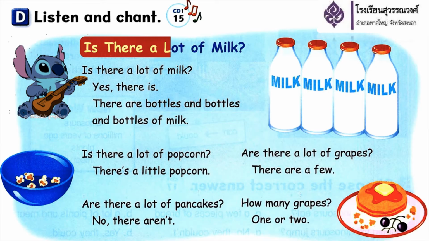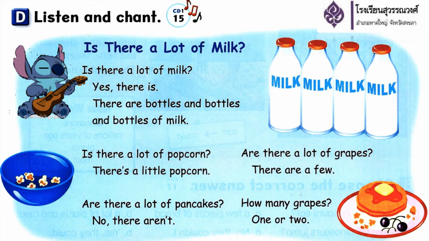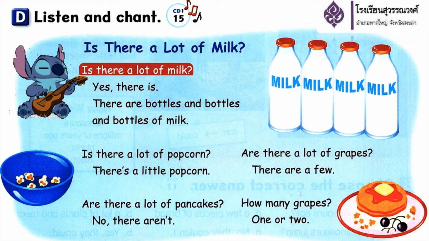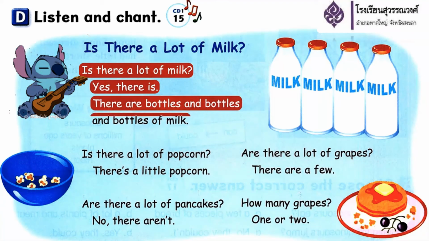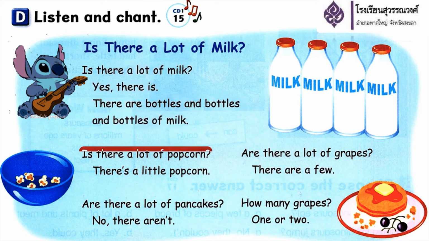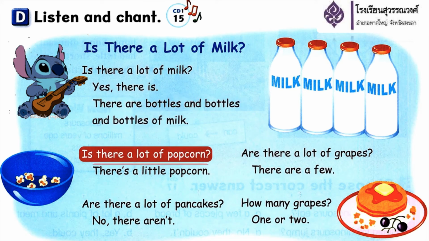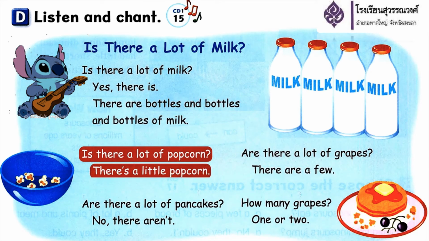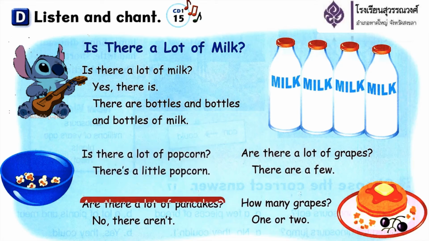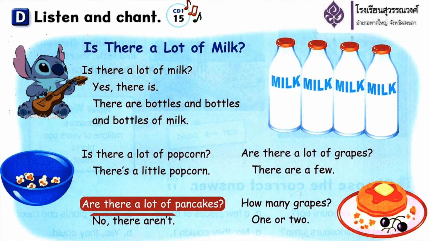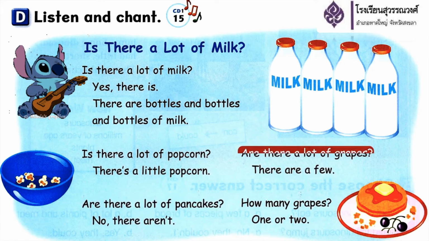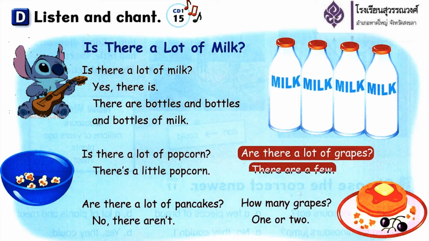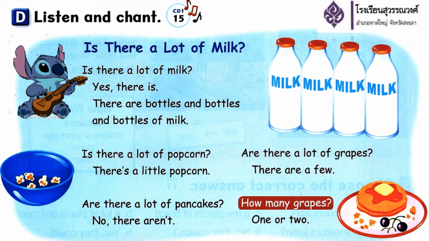A lot of milk? Is there a lot of milk? Yes, there is. There are bottles and bottles and bottles of milk. Is there a lot of popcorn? There's a little popcorn. Are there a lot of pancakes? No, there aren't. Are there a lot of grapes? There are a few. How many grapes? 1 or 2?